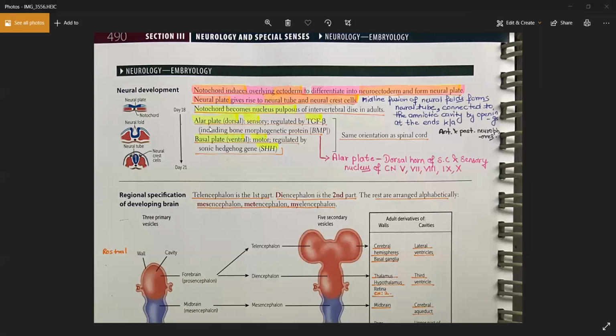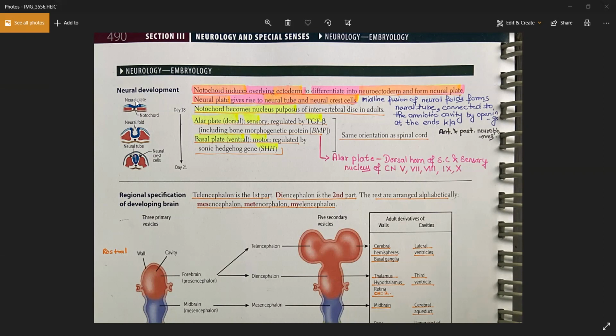First, we need to know how the brain actually forms, right? So at the very initial stage, you have the ectoderm, the mesoderm, and the endodermal layer. And you have the notochord in between. Now this notochord will get activated, and it will stimulate the overlying ectoderm to become the neural plate, or the neuroectoderm. And then the neural plate will form the neural tube and the neural crest cells.